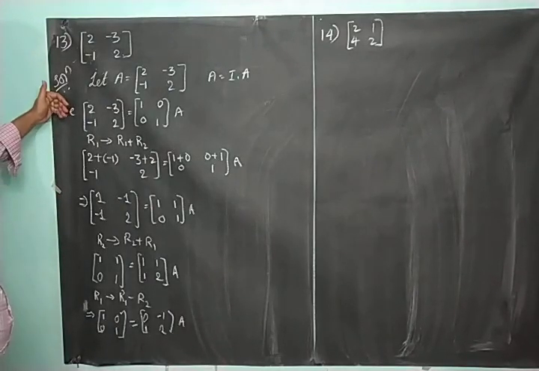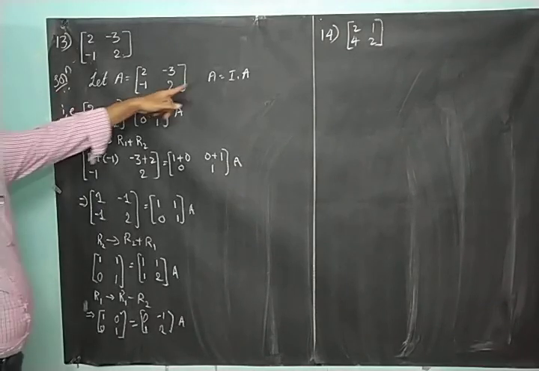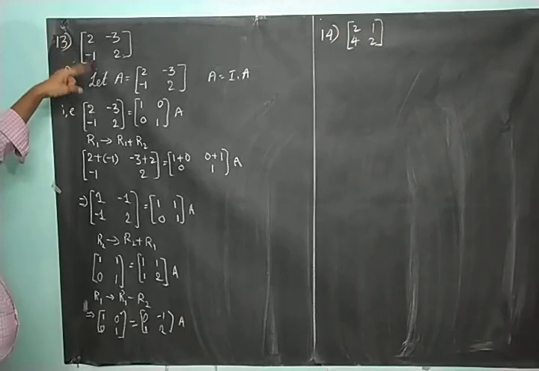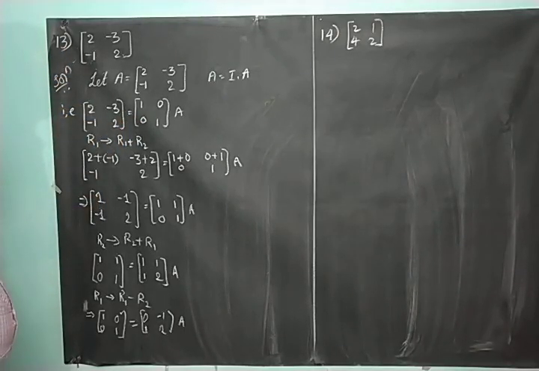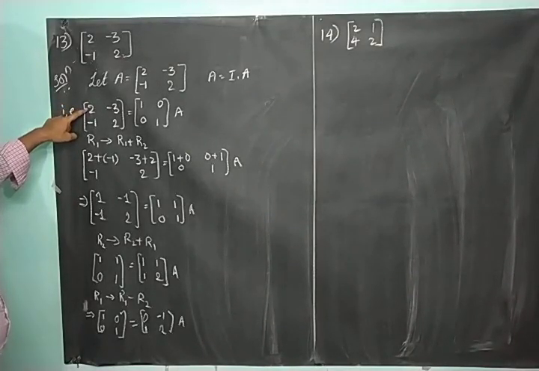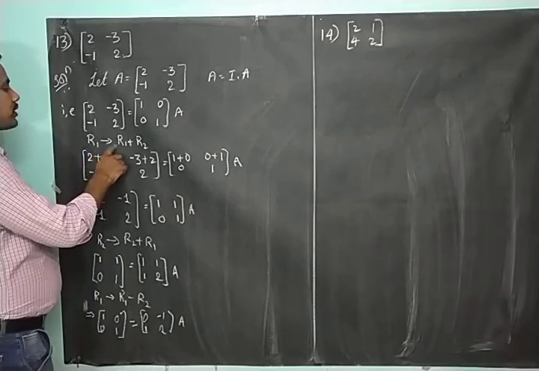So what we have done here, initially we have taken the matrix A and equated it to this equation. So A is equal to I into A. A is 2 minus 3 minus 1 2. I is 1 0 0 1 and A as it is. So we want this to be changed as 1. So R1 changes to R1 plus R2 will give me 1. Right? What happened here? R1 changes to R1 plus R2.